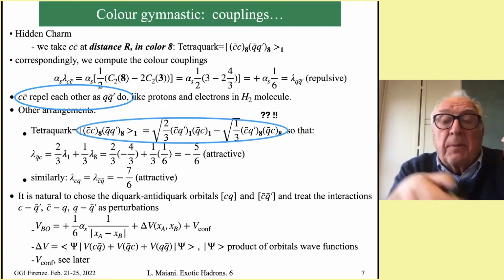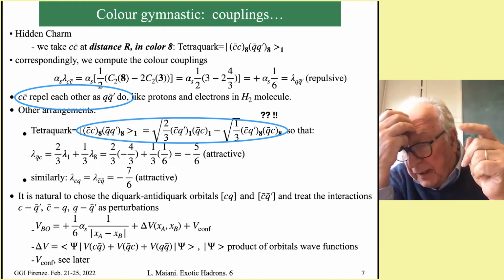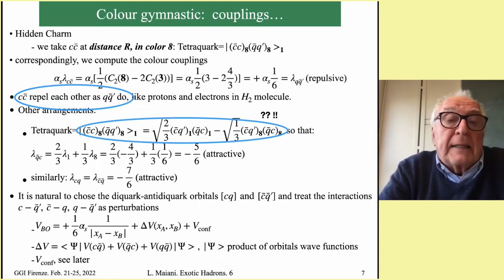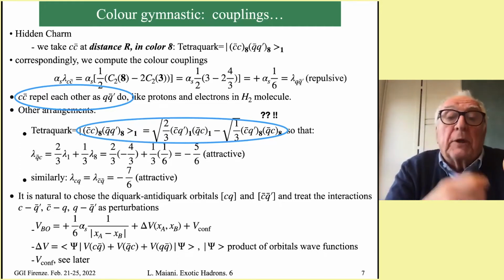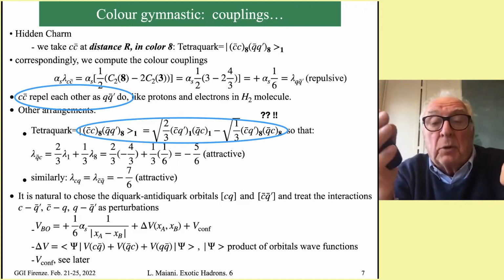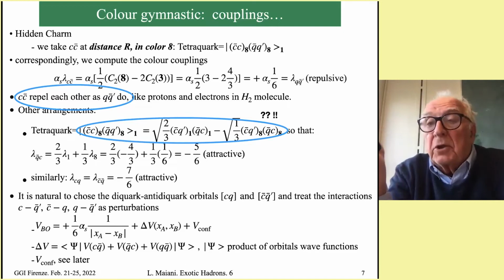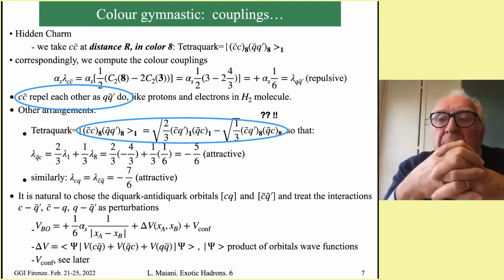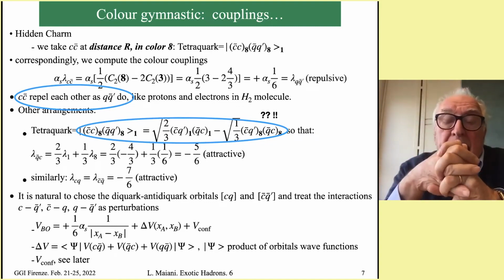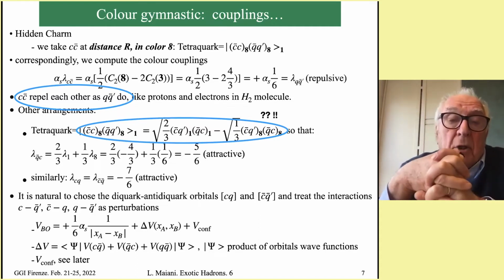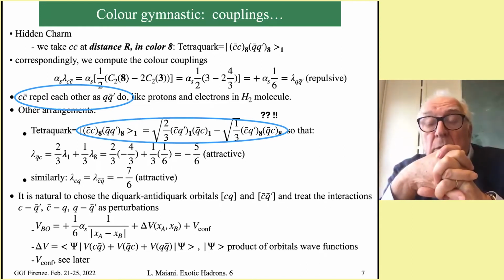And the algebra is again called the field transformation. In other words, if you put together C bar and C, they are in color 8. You put together Q bar and Q prime in color 8. But what happens if you put C bar with Q prime and C with Q bar? That's a field transformation. And this has to be worked out with the color matrices, etc. This is worked out in an appendix to our paper. It's a very nice exercise if you want to practice. And the result is this combination with square root of 2/3 and minus square root of 1/3.